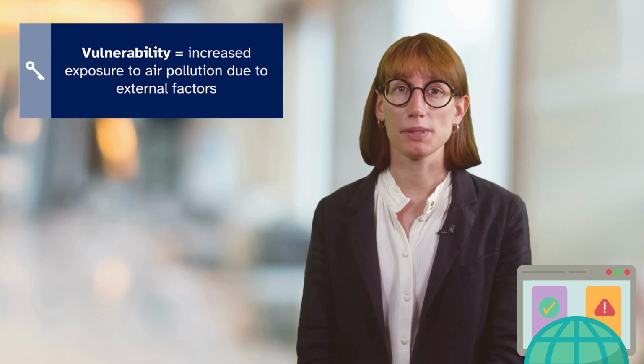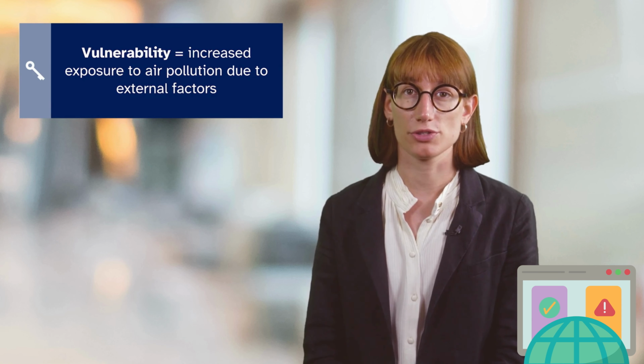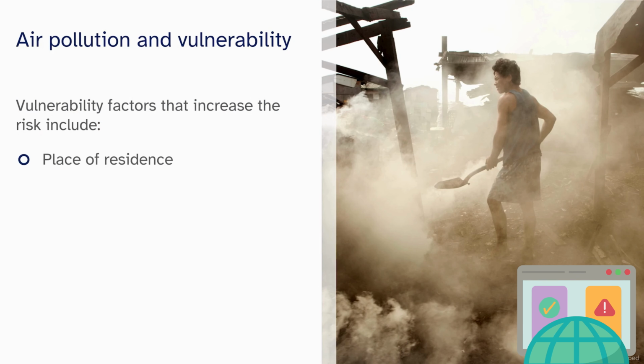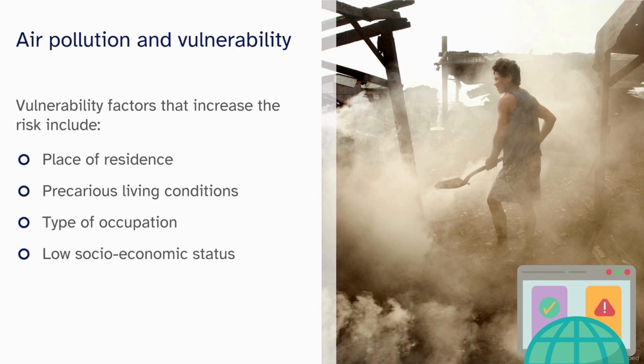Vulnerability means that people have increased exposure to air pollution due to external factors, such as place of residence, work, or home, especially if close to traffic or closer to other sources of emissions. Precarious living conditions, for example, living in slums, the type of occupation, for example, street vendors or other forms of outdoor workers, as well as low socioeconomic status.